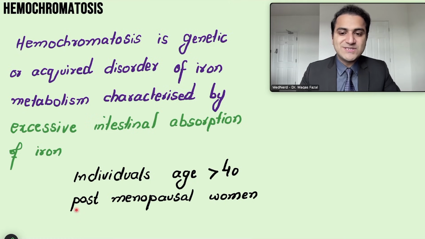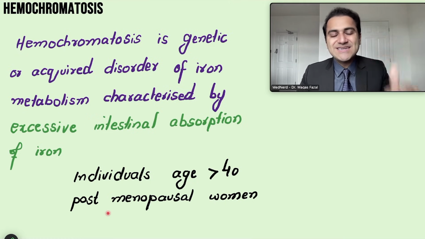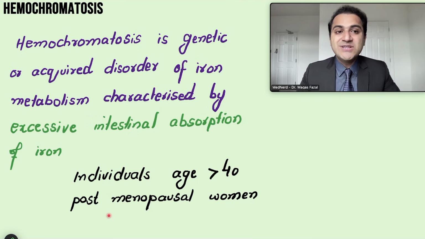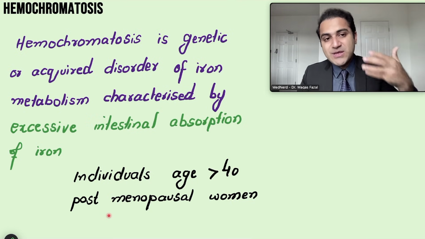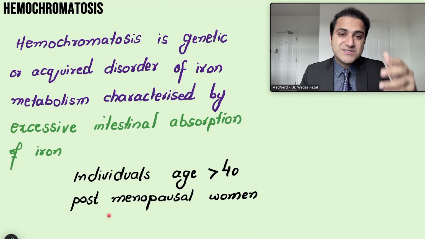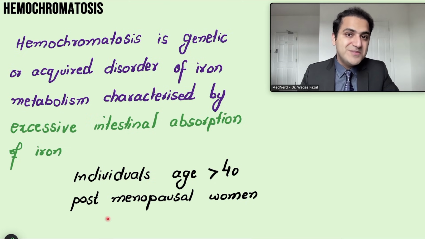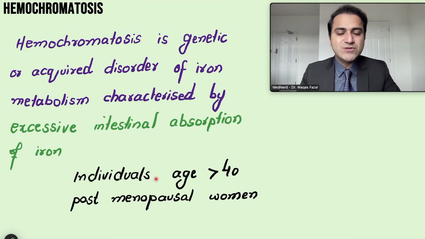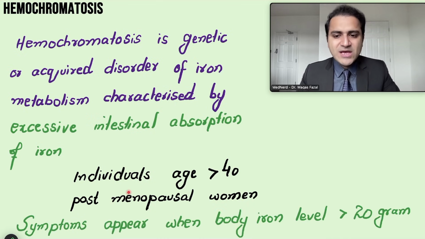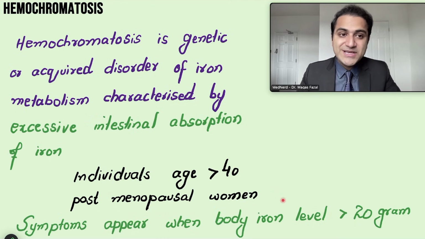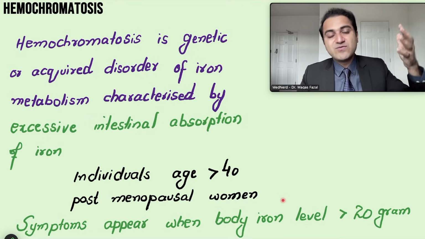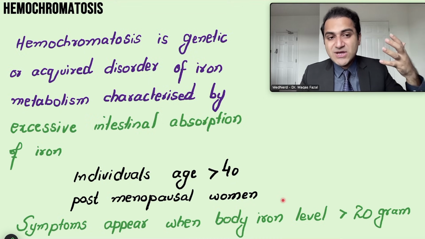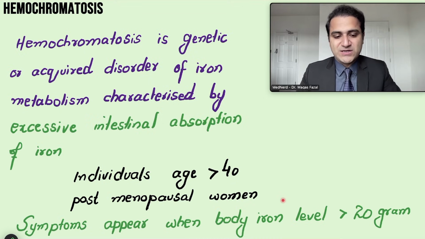And hemochromatosis affects women a bit later as compared to men because women menstruate, and during menstruation they keep losing iron. Therefore, the symptoms of hemochromatosis in females appear later as compared to men, but usually it affects individuals aged greater than 40. Symptoms appear when the body iron levels are greater than 20 grams. So it takes years and years for the iron to accumulate in the body to produce its effects.